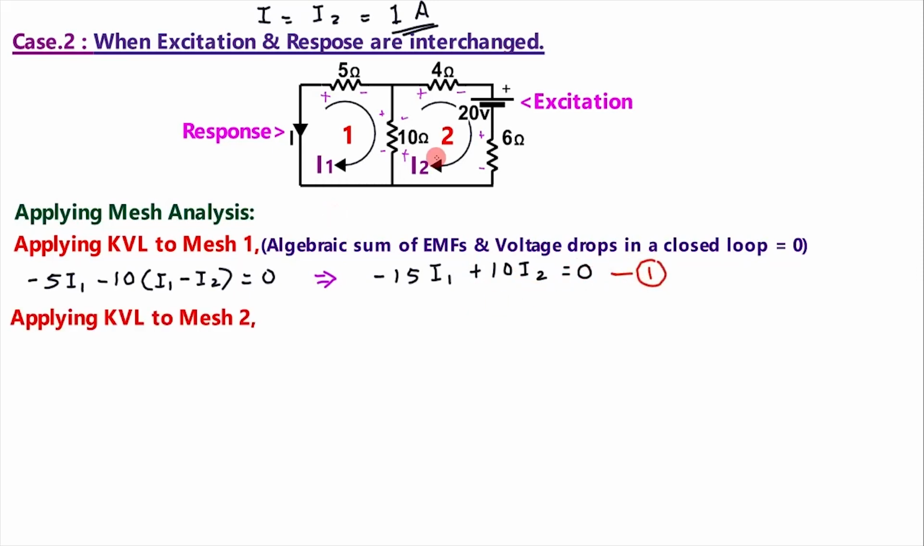Next applying KVL to mesh 2. See here in this resistance voltage drop is there. So minus 10 into difference of these currents as they are in opposite direction. As we are in mesh 2, we have to write I2 first, minus I1. Next voltage drop in 4 ohm, minus 4 into I2.